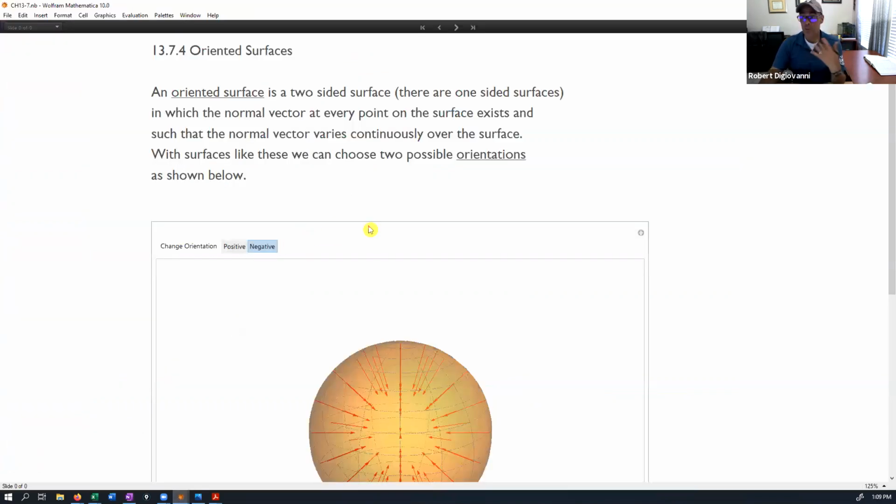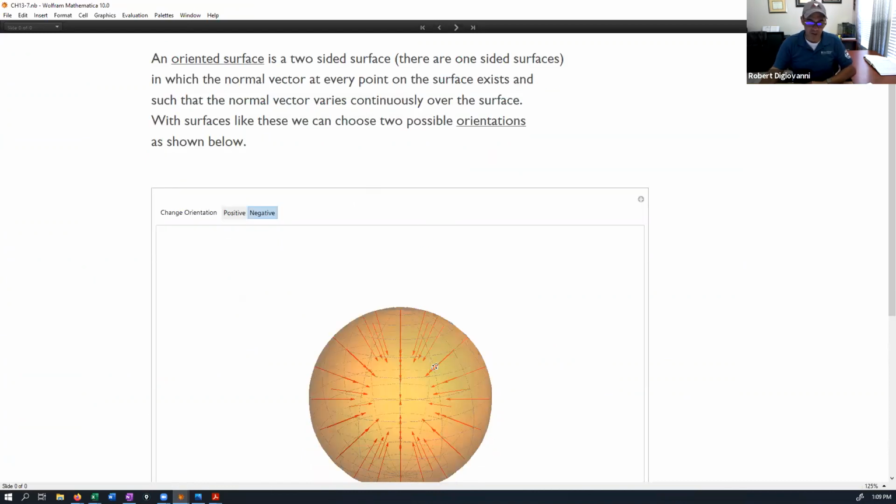So this idea of oriented surfaces is that anytime we have a surface, we should have normals that point in one of two ways. With a sphere, you could say that normals point in, or you could say normals point away from the ball. But if it's just a sheet flowing in the wind, then that's a little more general, and it's harder to say what's positive and what's negative.